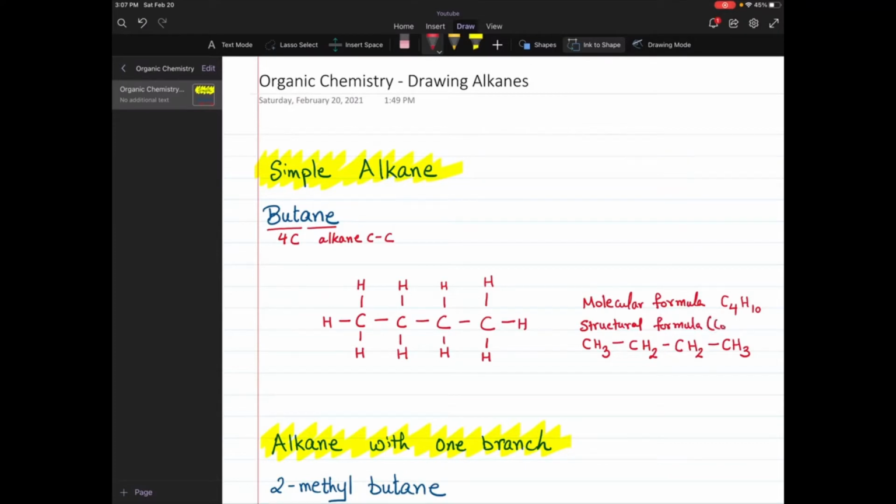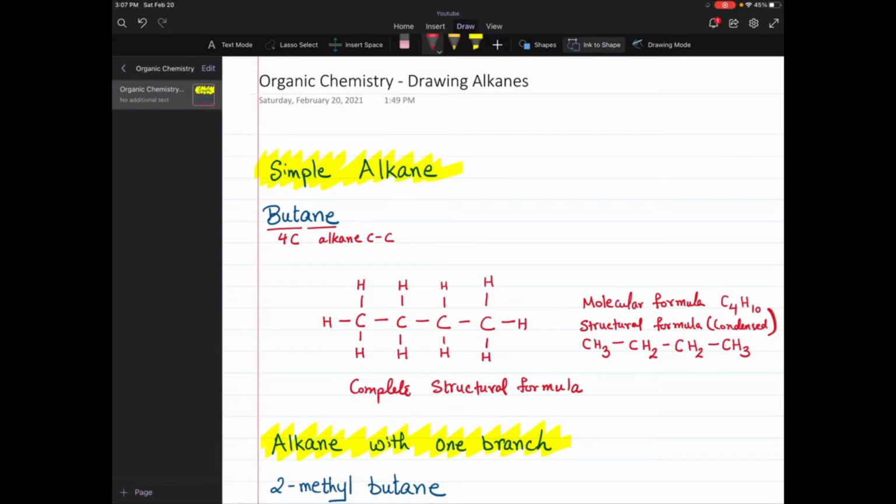This one is called the condensed structural formula, whereas this one, the first one that we drew, was a complete structural formula, because this complete structural formula will show you all the bonds and the atoms attached to it, whereas the condensed structural formula condenses the hydrogens with the carbon, so it does not show the carbon-hydrogen link. All right, so that was butane, the first one, a simple alkane.